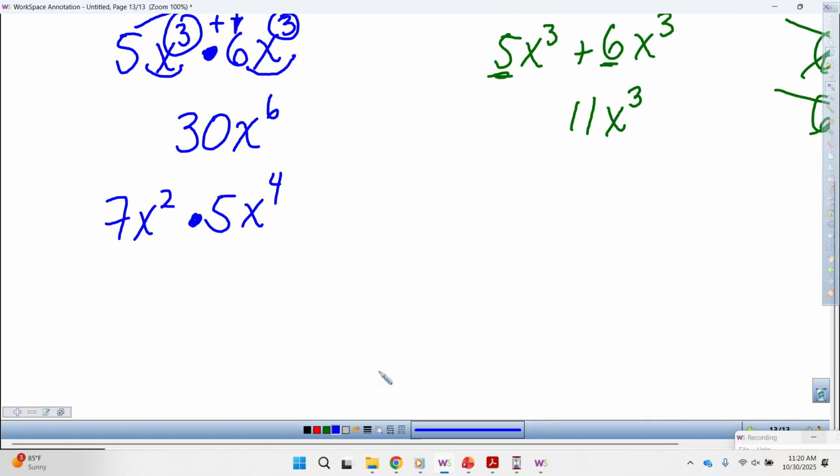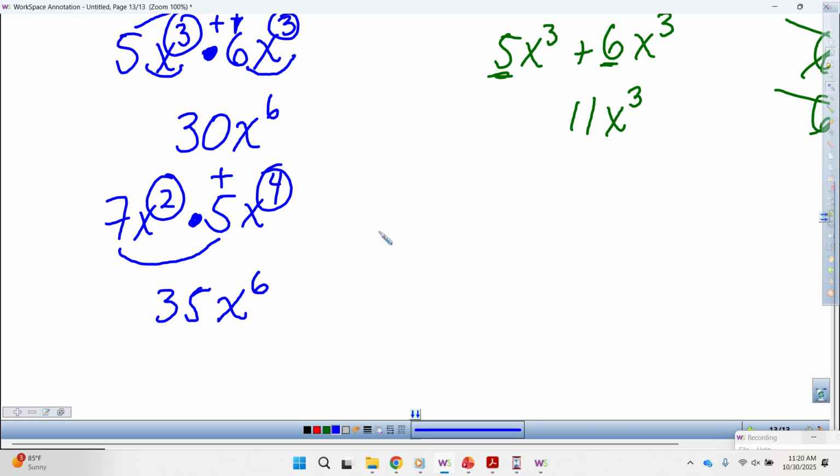Look up. What did I say? Numbers times numbers. Variables times variables. Is it the same variable? Yes, you write the variable. And what happens to the exponents if it's the same variable? You add them, so this is x to the 6th. Are we there?